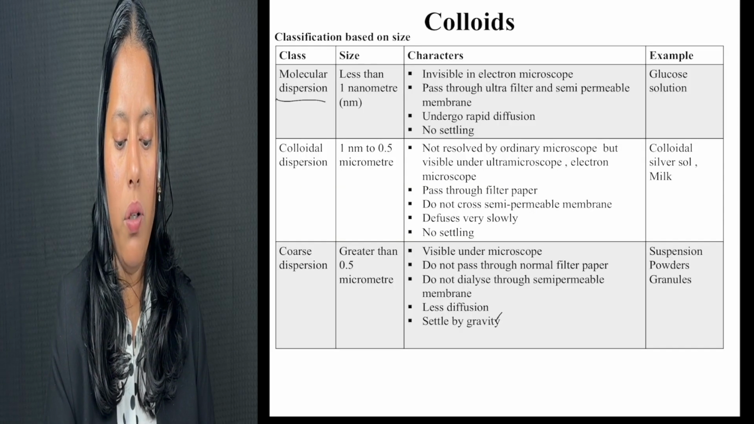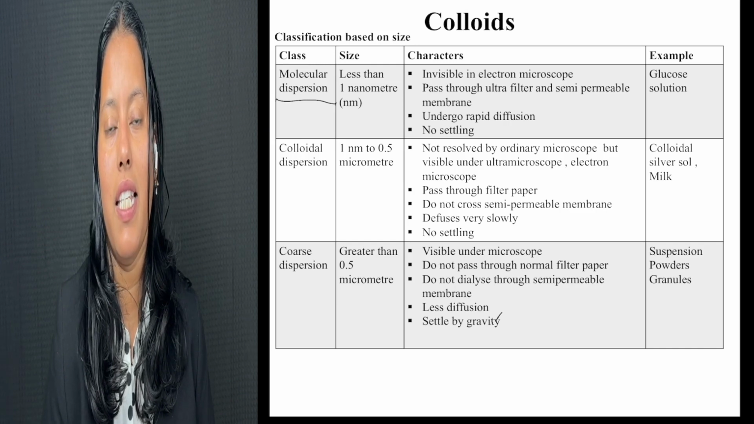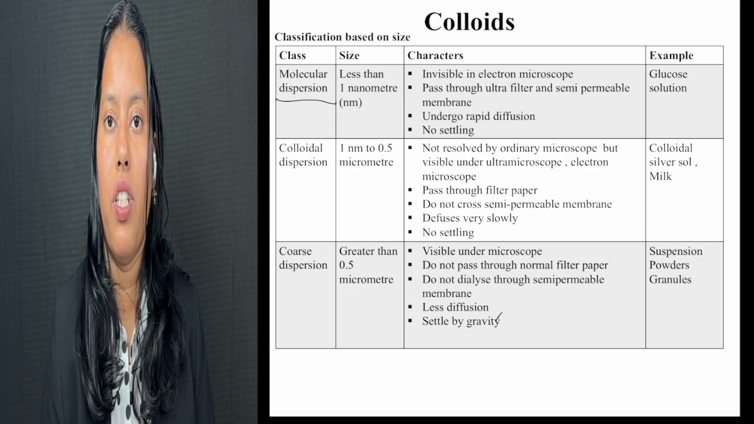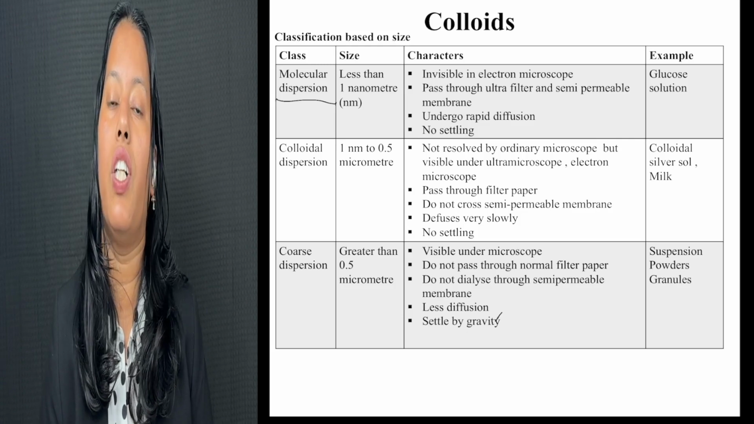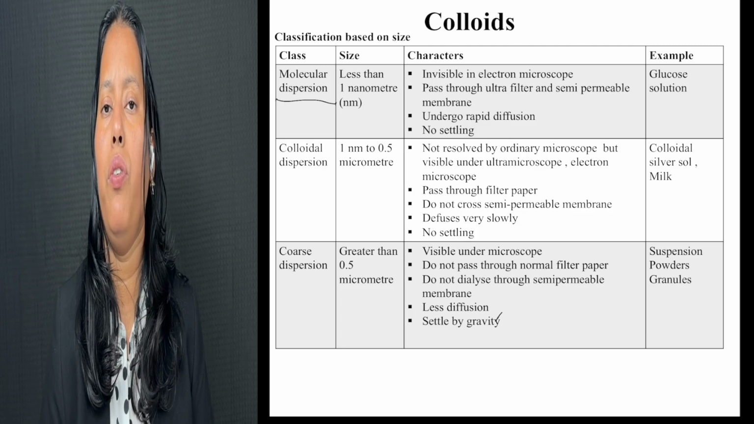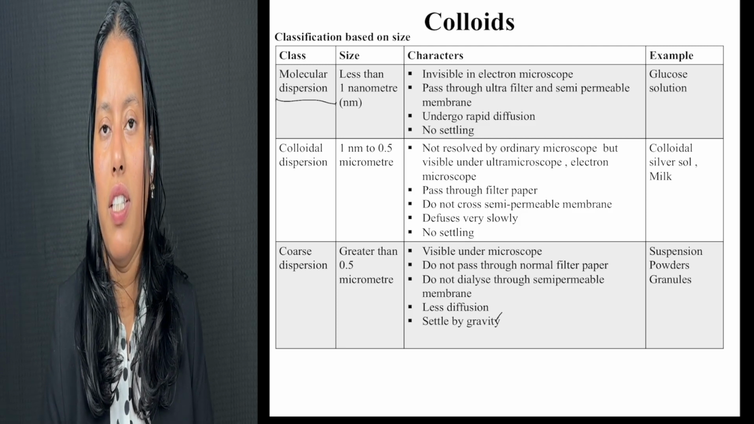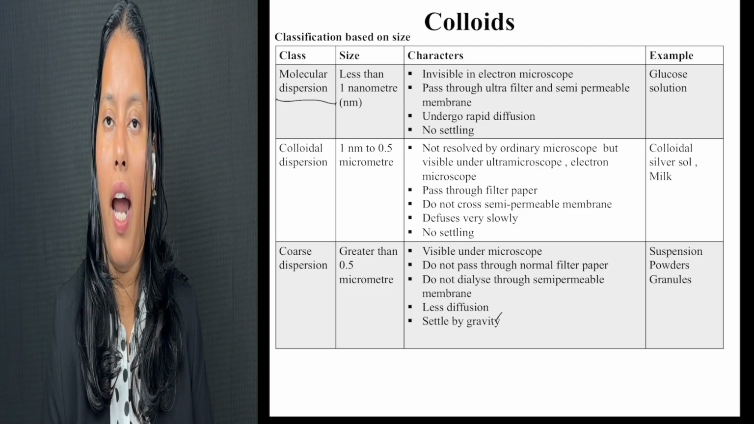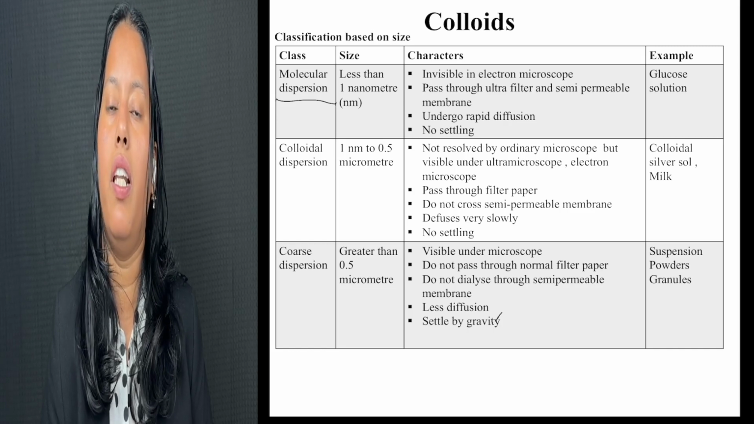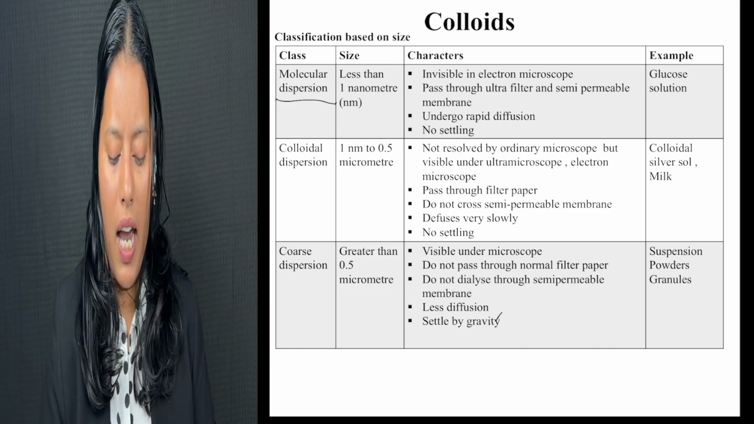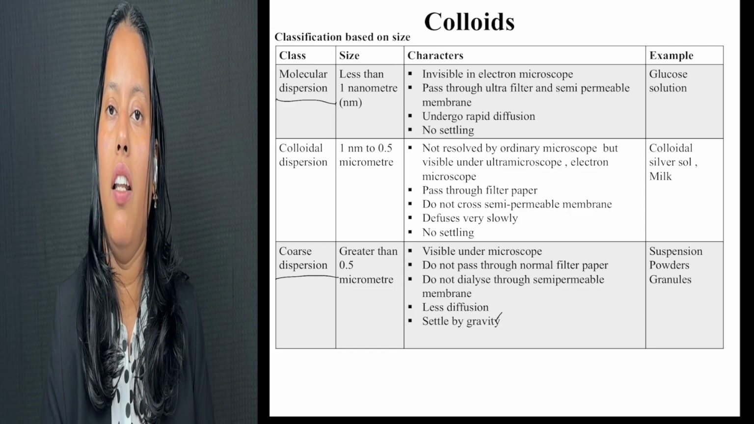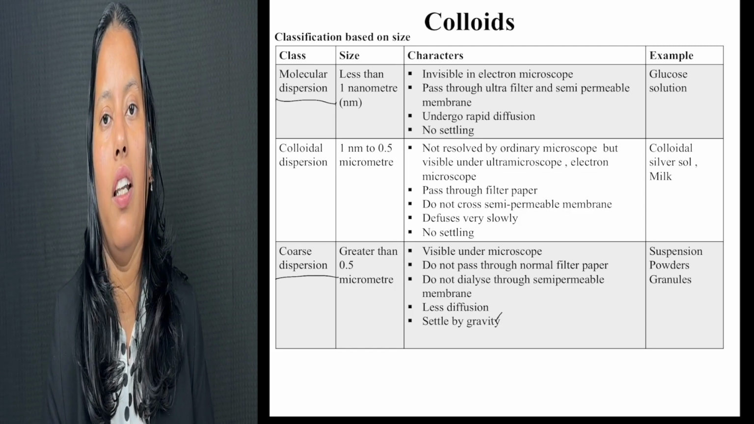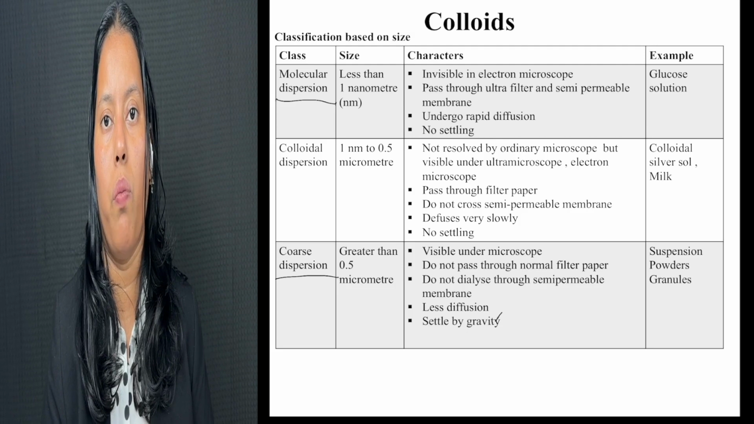So for molecular dispersion, you have particle size less than 1 nanometer, and these particles are not even visible under the electron microscope. But if you take colloid, they are invisible under electron microscope and ultra microscope, but they are not visible in your normal optical microscope or your lab microscope. And in case of this coarse dispersion, these particles, you can see even under the optical microscope, which is your lab microscope.